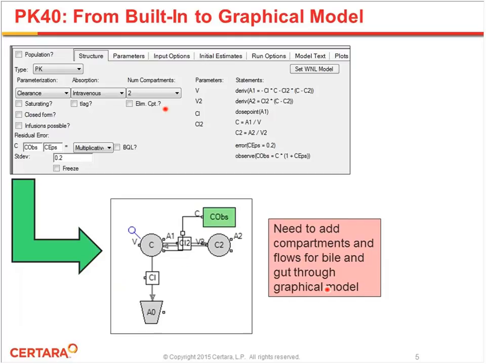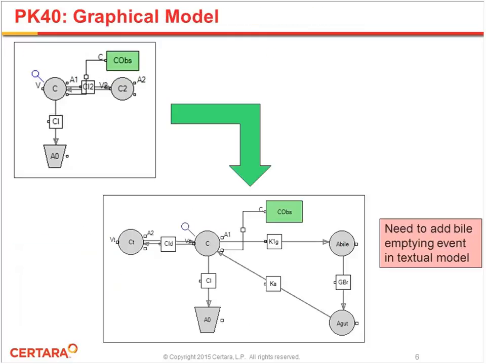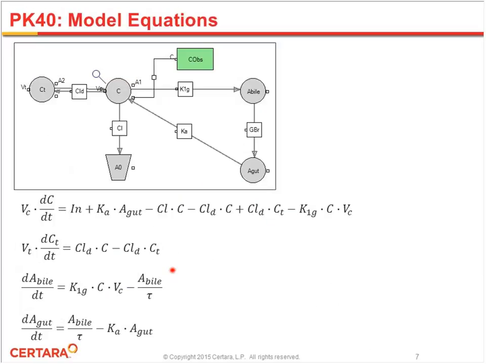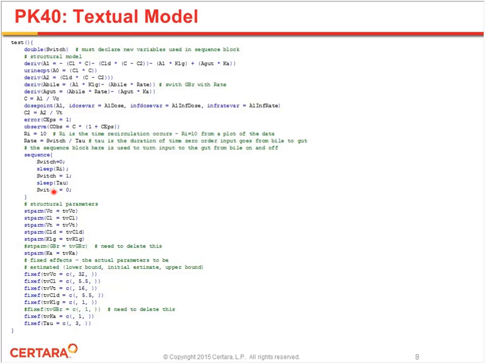When you then go to the graphical model builder, you would just have another absorption compartment sticking out here with the flow, which has the same absorption rate constant as the one you've shown here. It's just an additional absorption compartment in this graphical model. And then the same, you switch to the textual code and apply the sequence block, inserting RI rate and so forth, and adapt the code like we did in this demo.